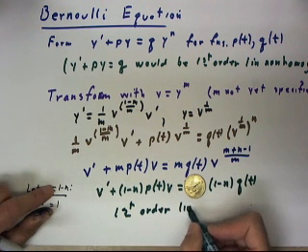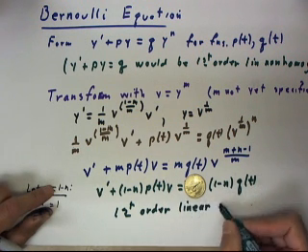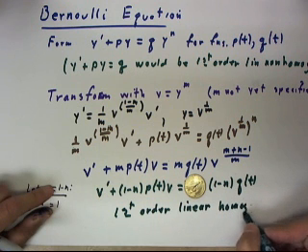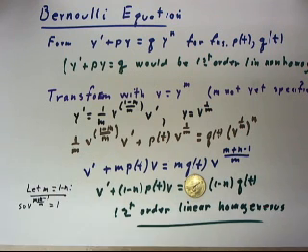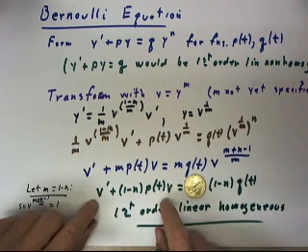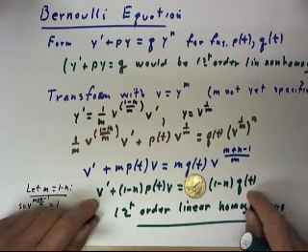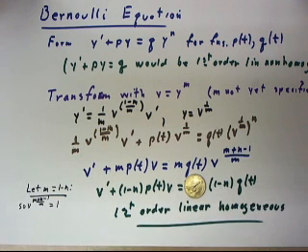This is first order linear homogeneous. We'll have an integrating factor, which is going to be e to the integral of 1 minus n p of t. Going to get a left-hand side in the form of a derivative, right-hand side hopefully in the form of something we can integrate.